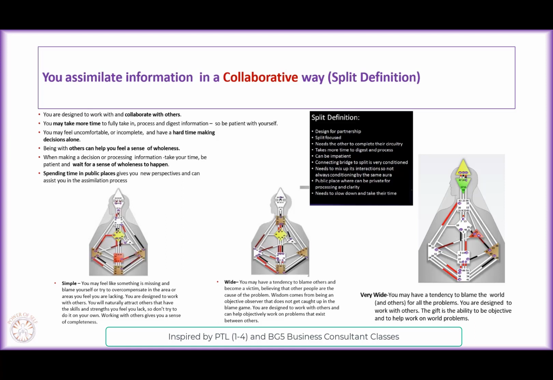So the collaborative assimilation, this split definition, you're totally designed to interact with other people, so that you can bring in the wisdom of the gate that will provide you with that connection field. Now I'll just show you here. For example, we have the sacral, the solar plexus, and the root center all connected in one island. But we also have the spleen and the identity connected.